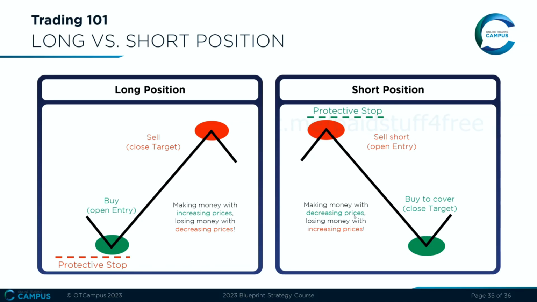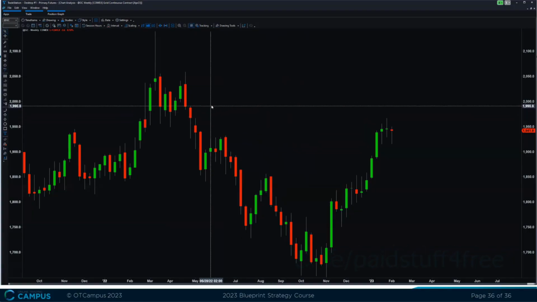With shorting, we're making money with decreasing prices, and we're losing money with increasing prices. Okay, so we're selling something right now with the intent to buy, to cover later on, right? And if price goes down, great, we make money. If price goes up, not so good, we lose money.